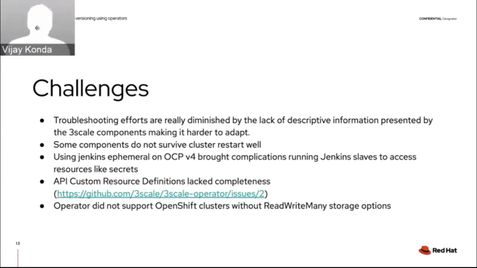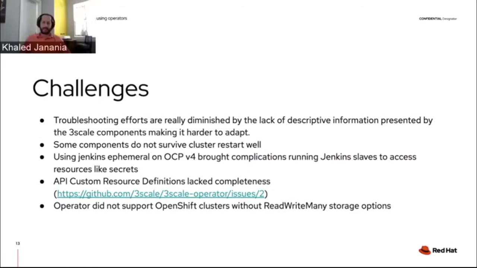And the first thing we actually had to change was that the operator does not support clusters that don't have a read-write many storage option. That was the initial change we made. Even if you use the reduced resource configuration, it still requires read-write many for some PVCs, and that limits you to clusters that have NFS or Azure storage or any of the other read-write many storage options, which is actually not usually the case. If you provision something in RHPDS, it's not going to have it. If you use the default OpenShift installer in AWS, it's not going to have it either. So that really limits the places where you can run this operator.